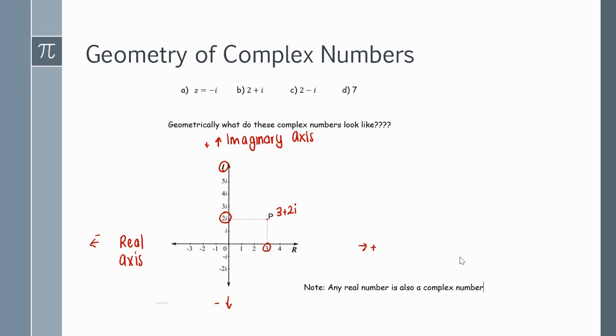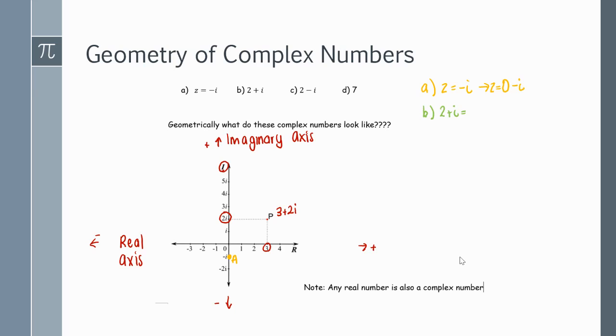We're going to sketch 4 numbers here. z equals minus i. Recall we can write that as z equals 0 minus i. All you have to do now is identify the real and imaginary parts and put it on the axis. I have no real part, so I'm going to start at the origin 0. But I do have a negative 1 imaginary part, so I'm going to go down 1 on my vertical axis, or my imaginary axis. That's your point A.